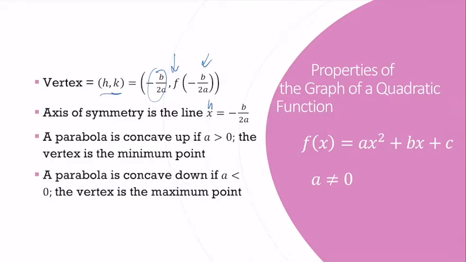My parabola opens up as long as a is greater than 0. And then because my parabola opens up, the vertex is the minimum point, so it's the lowest value. If my parabola opens down, then I know that a is less than 0, so negative. And then our vertex is our maximum point. That's the highest point on my graph.